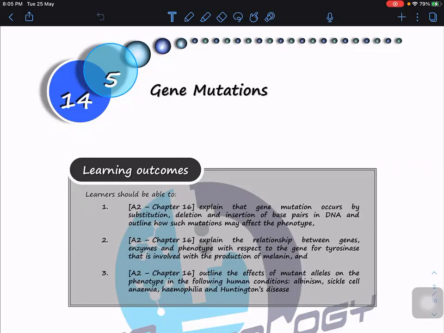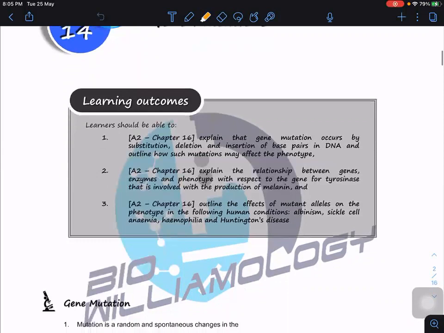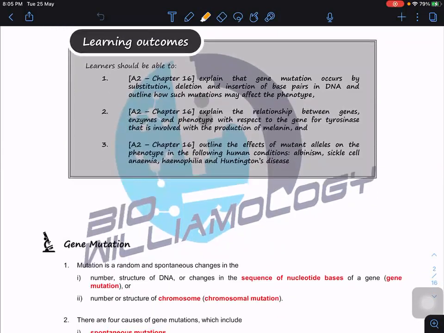Okay, so in terms of gene mutation, what are we going to study here? If I'm not mistaken, parts of these topics were already covered before. We need to explain gene mutation. So we do know what is meant by a gene: a gene is a particular sequence of the DNA that codes for a specific polypeptide.